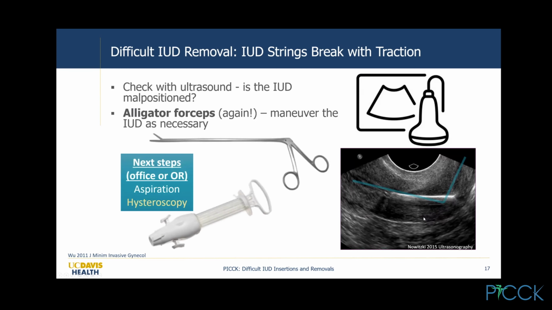If that is unsuccessful, you may have to consider next steps, either in the office while you're still there or in the operating room, either with aspiration, because sometimes the dilation and admittance of the cannula for an aspiration can allow the IUD to navigate that curve, or maybe end up going for a hysteroscopy, either in the office or in the OR, again, depending on what you have available in your office.